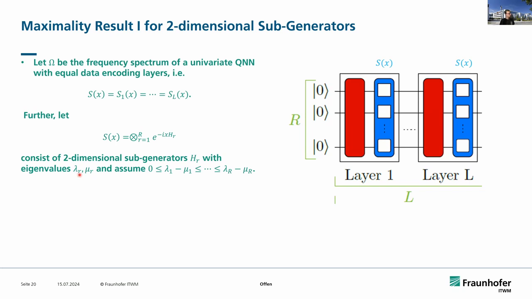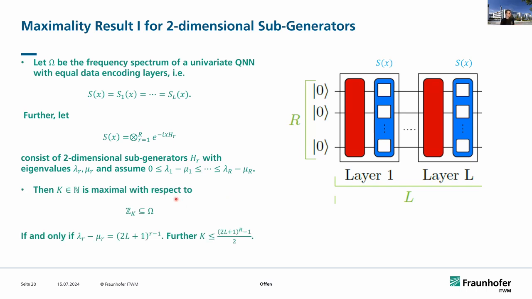Okay, if we make this assumption, we call the eigenvalues lambda r and mu r, and for convenience, let's assume that the differences are ordered in increasing order. Then what we have proven is that the number k is maximal with respect to the following property. This property just means that all numbers between minus k and k should be part of the frequency spectrum. Again, we want to do Fourier analysis, so we want a large spectrum, and typically we want to have all numbers between minus k and k in it. This k is maximally large if and only if these differences are exactly this expression here. That is just some integer. Moreover, you can give an upper bound on this k, and it's this inequality, and that's an equality if and only if the eigenvalues satisfy this property.